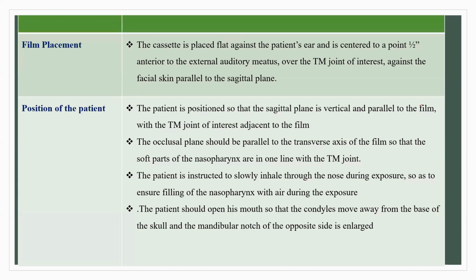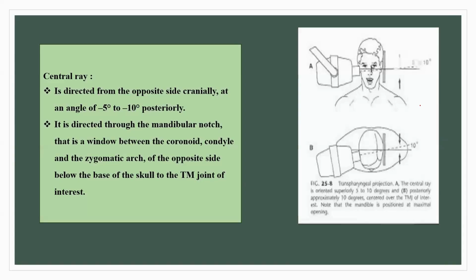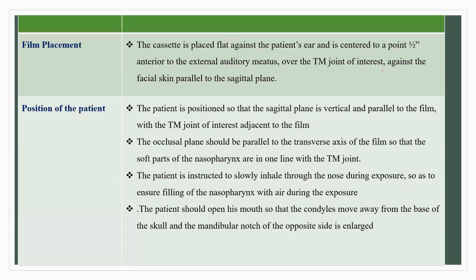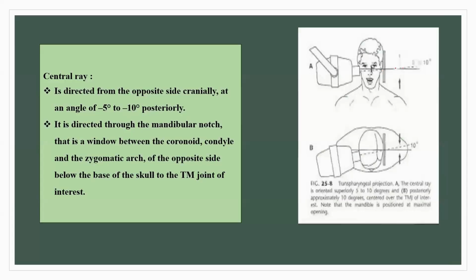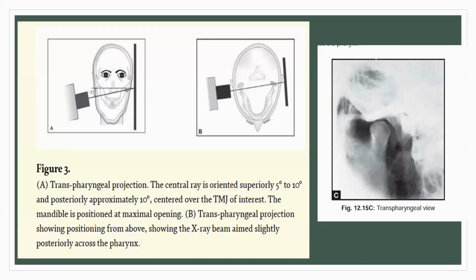So we'll come to the technique. How is the film being placed? The cassette is placed flat against the patient's ear and centered at a point of half inch anterior to the external auditory meatus over the TMJ of interest against the facial skin parallel to the sagittal plane. It is just placed in the TMJ of interest. You can see over there, half inch anterior to the external auditory meatus. That is one thing to remember from this.